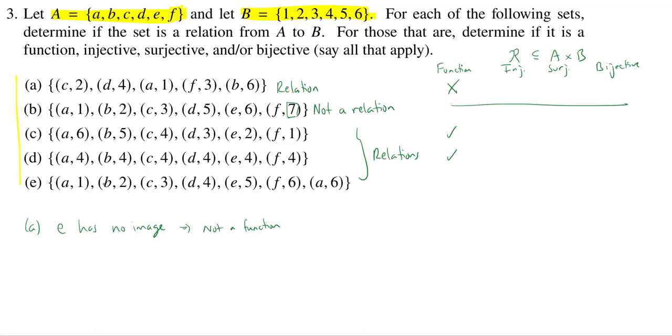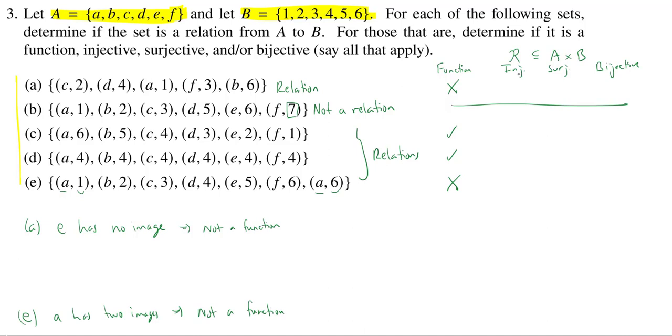How about E? A, B, C, D, E, F. Uh-oh. A shows up twice, and it has 2 different images. That means it's not a function. So for part E, A has 2 images, which implies not a function.